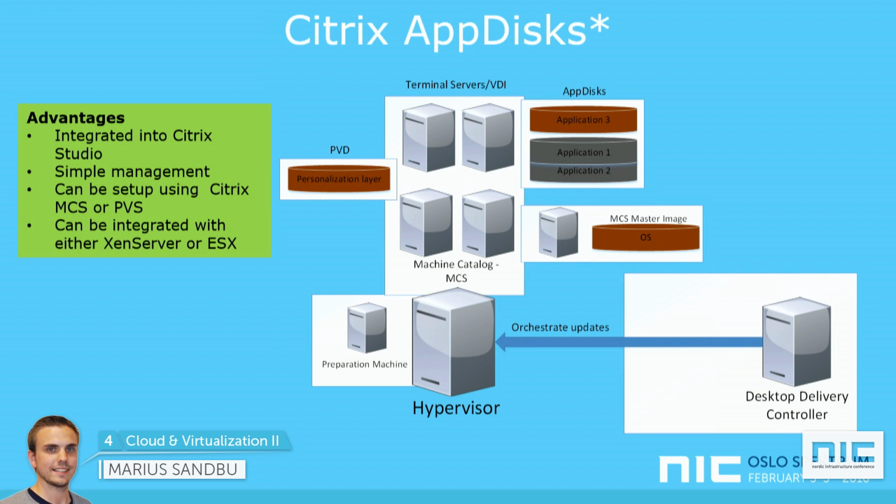But basically the same principle. You have a preparation machine where you add a virtual hard disk, you install applications, and then Citrix is going to do a capture process on the virtual hard drive, take the VHD file, store it somewhere, and then when we deploy virtual machines using PVS or MCS, the virtual disk is going to be attached. So when the user logs in, he gets the applications which are part of the VHD file.